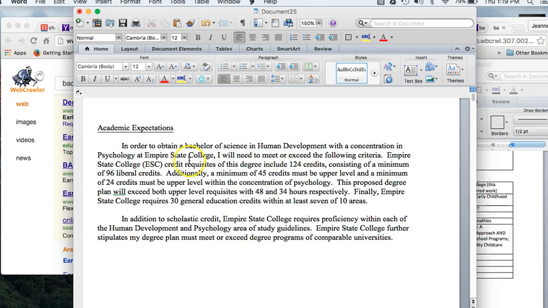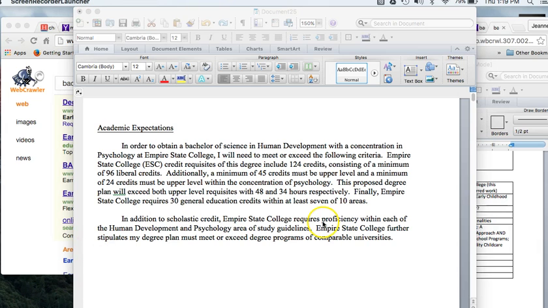You have to have 124 credits with a minimum of, now 96 is liberal because she did, this is a mistake, she had Bachelor of Science, Bachelor of Arts has 96 liberal, so she only needed 64 liberal credits. Additionally, a minimum of 45 credits must be upper level, and a minimum of those must be upper level in the concentration. She's saying that her proposed degree plan exceeds that. And you need to have 30 general education credits.